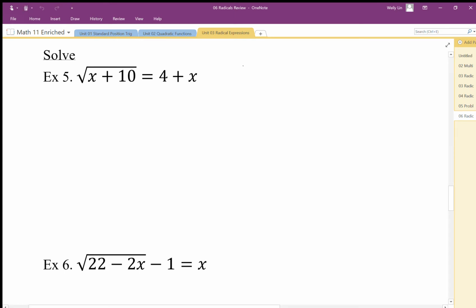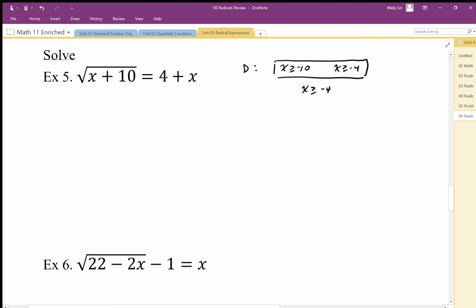Our domain from the inside is going to be x is greater than or equal to -10. From the outside, the domain is going to be here. The square root must equal positive, so x must be greater than or equal to -4. Putting these two domains together, it has to be bigger than -4 and bigger than -10, which means that x is greater than or equal to -4.